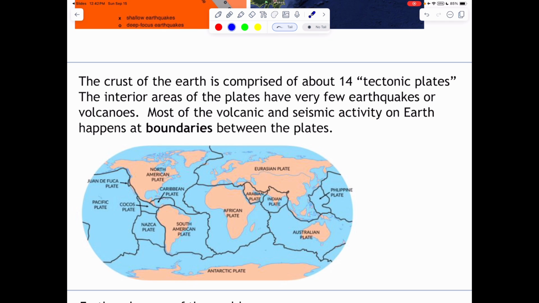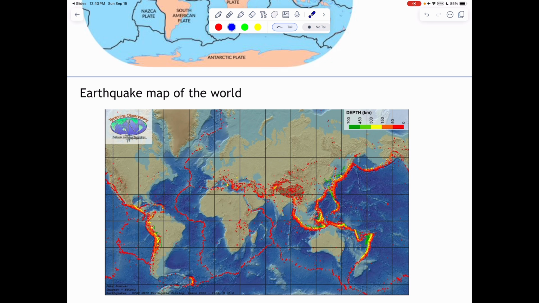Now, as I mentioned before, the crust is composed of these 14 tectonic plates. The interior very rarely has earthquakes or volcanoes. We're going to talk about one example to this with Yellowstone a little bit later, but most of this volcanic and seismic activity is going to happen on the boundaries, in between the plates, especially around the Ring of Fire, which is around the Pacific Ocean. So here you can see our areas where we have subduction and where we have other plate interactions.